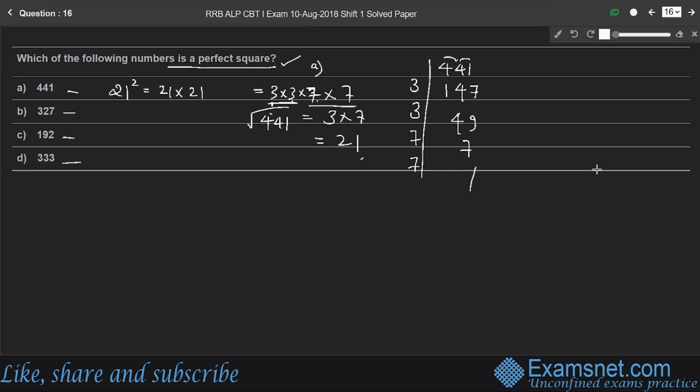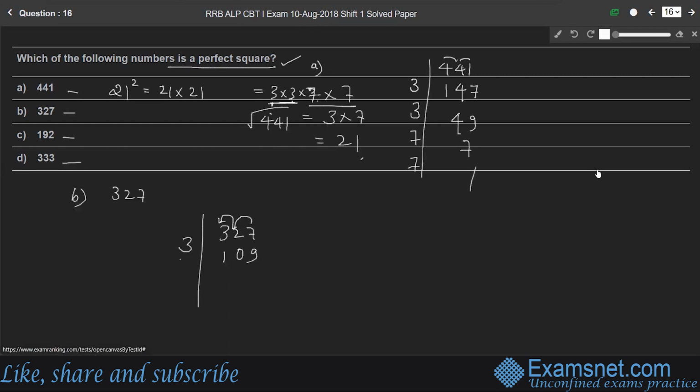So if you want, you can take the remaining numbers, 327. So consider the division method. Again, 327 is not an even number. So it is not divisible by 2. Consider 3, right? 7 plus 2 is 9. 9 plus 3 is 12, which is divisible by 3. Therefore, you can consider 3. 3 into 1. So 2 is not divisible by 3. 3 into 9 is 27. Right? We get 109. So 109 is not divisible by 3 because 9 plus 1 is 10, which is not divisible by 3.